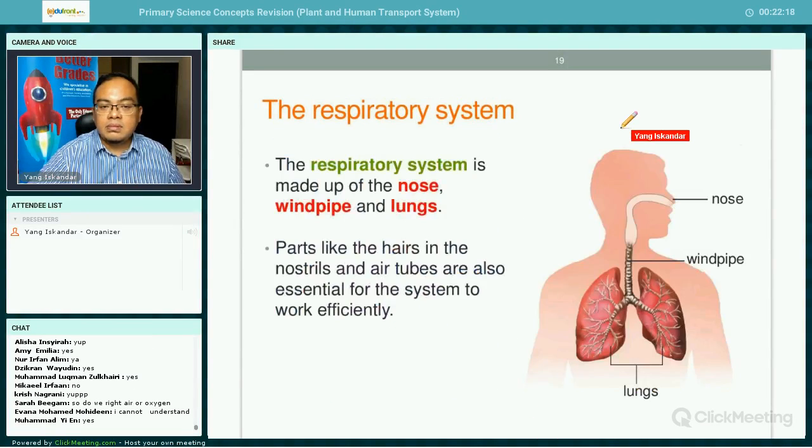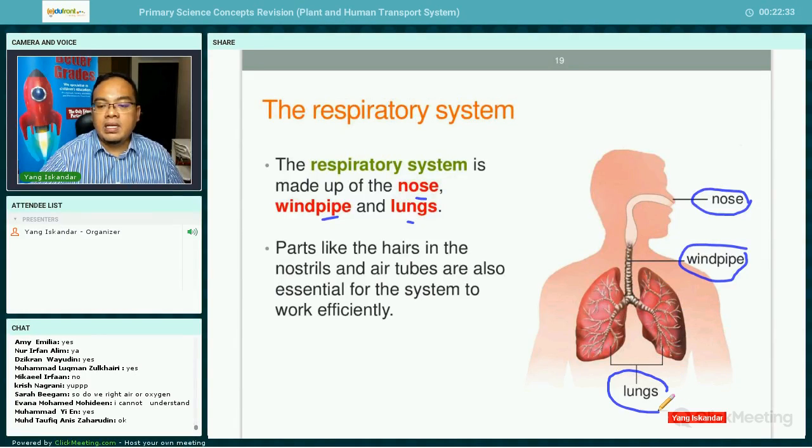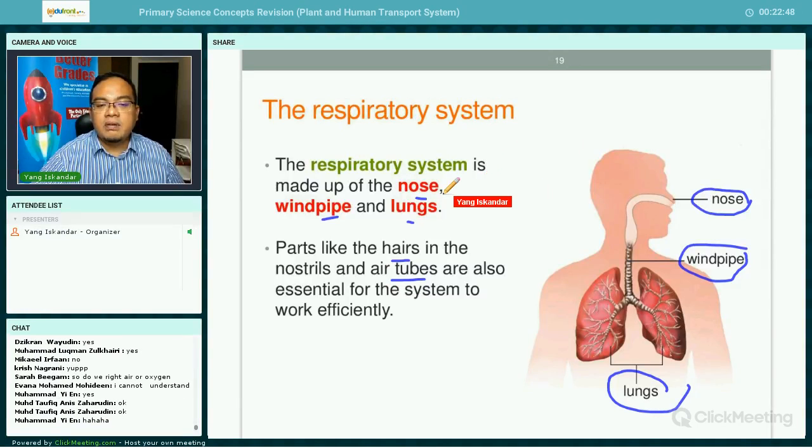Yeah, so the respiratory system is made up of the nose, windpipe, and the lungs. So the nose here, the windpipe between the nose and the lungs, and the lungs here. Other parts of the respiratory system, like the hair in the nostrils and the air tubes, are also essential for the system to work efficiently. For your primary school syllabus, the respiratory system is very simple. You just need to know three parts: the nose, the windpipe, and the lungs.